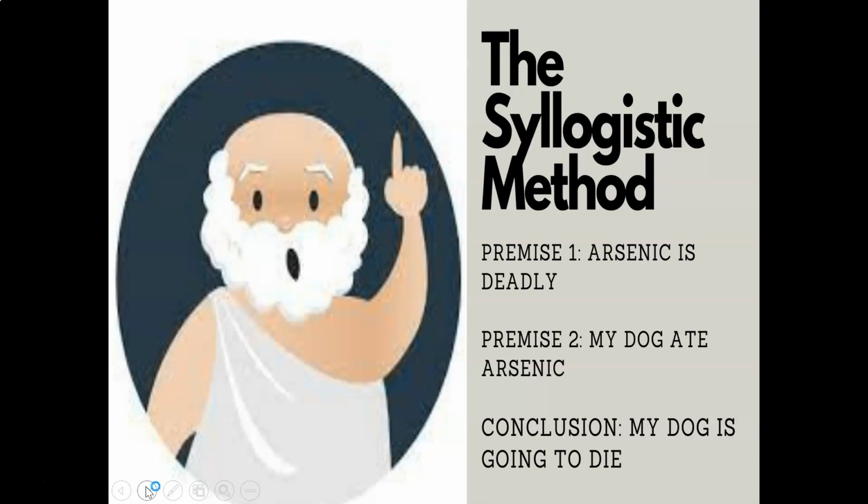So he gave a bunch of examples to his students and taught them the basics of inductive and deductive reasoning. And I'll give you a quick example here. So if I were to say in the first premise, arsenic is deadly, second premise, my dog ate arsenic, we'd all naturally conclude that my dog is going to die.